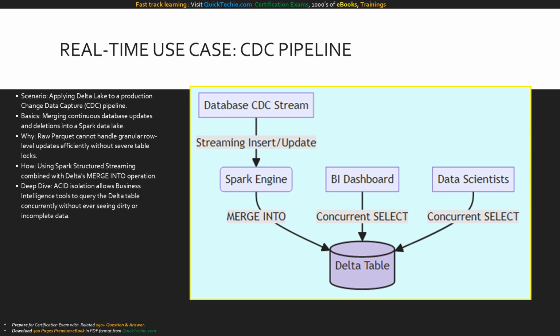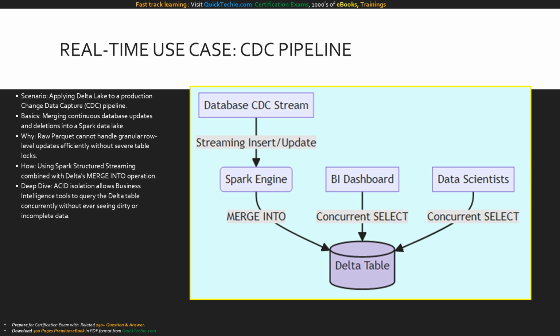Looking at this real-time architecture diagram, you can clearly see the power of Delta Lake in action. On the far left, raw CDC events stream continuously from our operational database into Apache Spark. Spark executes a micro-batch merge operation against the centralized Delta table. Because Delta intelligently handles the ACID transaction log, the table is updated safely and atomically.